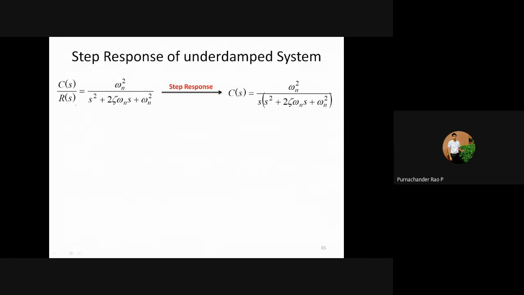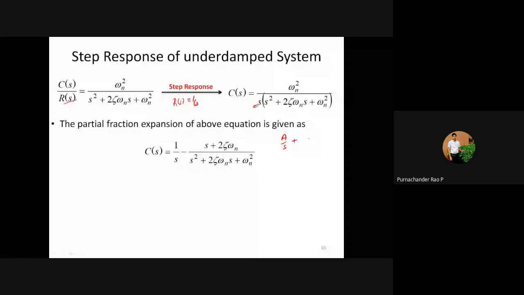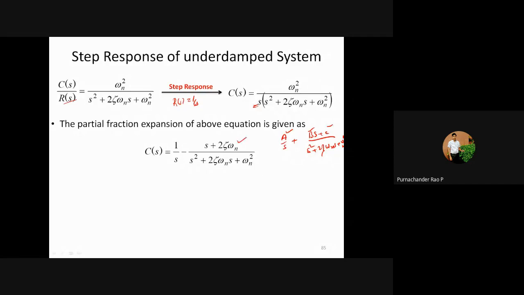So here C of S by R of S is your transfer function, and we need to find the step response. For the step response, R of S is equal to 1 by S. So instead of R of S we represent it with 1 by S. After that, we need to write this as A by S plus (Bs plus C) divided by s square plus 2 zeta omega n into s plus omega n square. So we need to find the values of A, B, C, and you will get this response.